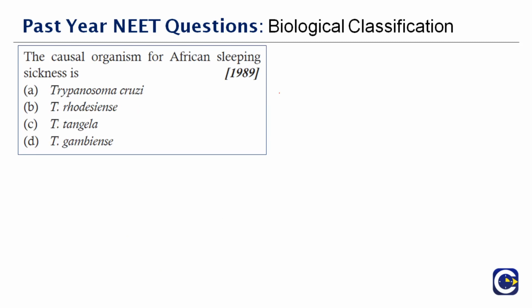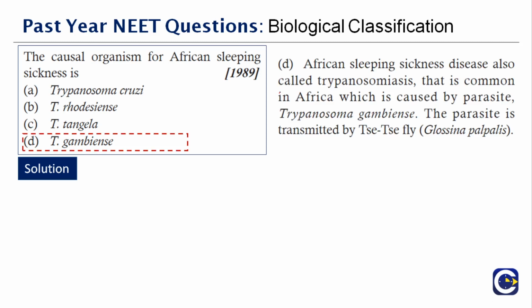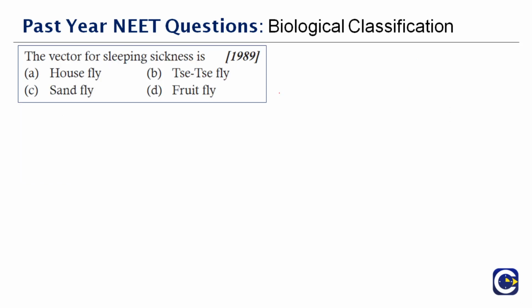So here the next question is the causal organism for the African sleeping sickness. So we all know it is Trypanosoma, and we already discussed it in the earlier questions where we spoke about the African sleeping sickness. African sleeping sickness is also called trypanosomiasis. It is a common disease found in Africa because of the parasite Trypanosoma, and the exclusive ones are Trypanosoma brucei gambiense. Therefore, the correct answer to this question is option D. And the vector which helps in spreading this disease is the tsetse fly, which is called Glossina palpalis.